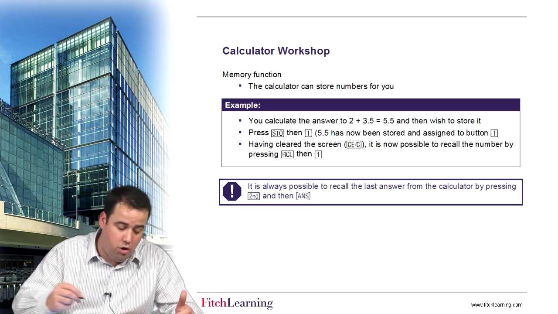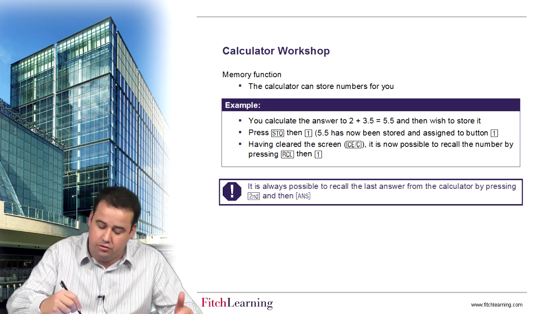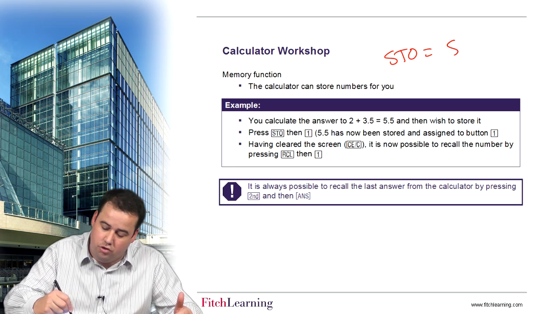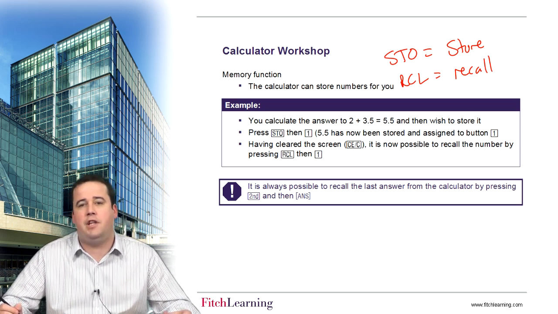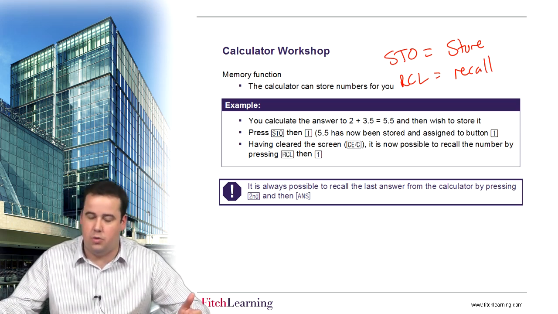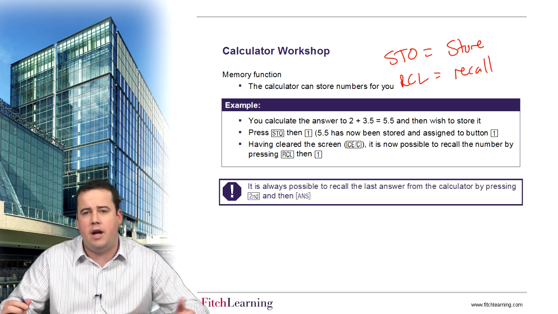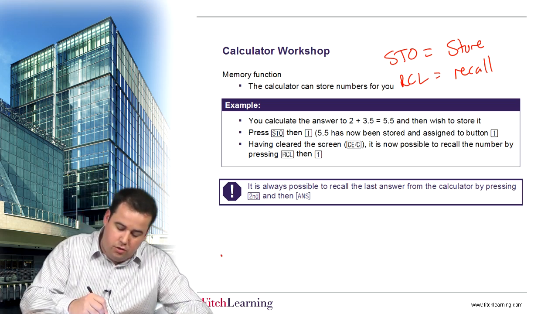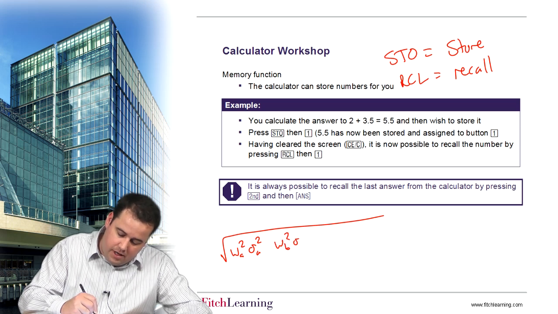Okay, the memory function on the calculator. You'll notice down the left-hand side of the calculator, it has the buttons STO and RCL just above the clear button. STO is store, and RCL is recall. Now, let's say you're doing a long calculation. They give you an example here, but not everyone is comfortable using this calculator to do long calculations. So you're going to learn your two asset risk formula, which looks like this.